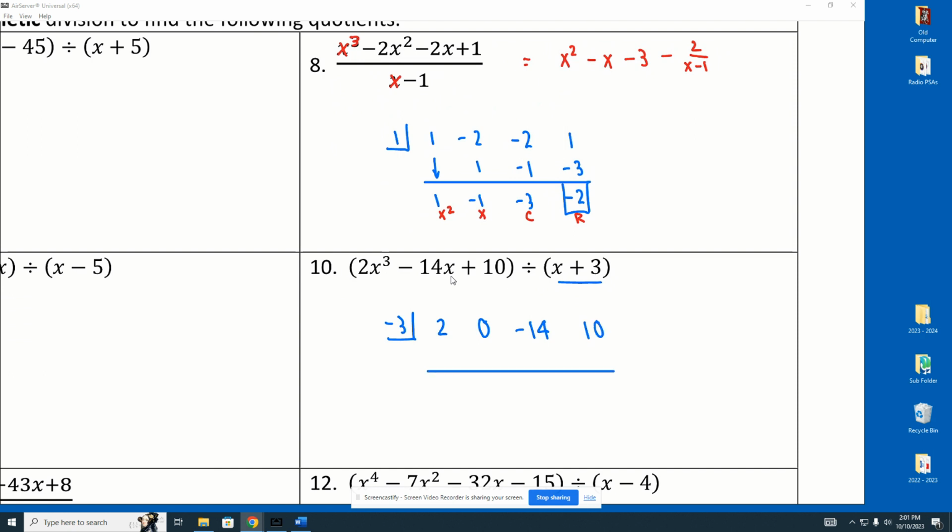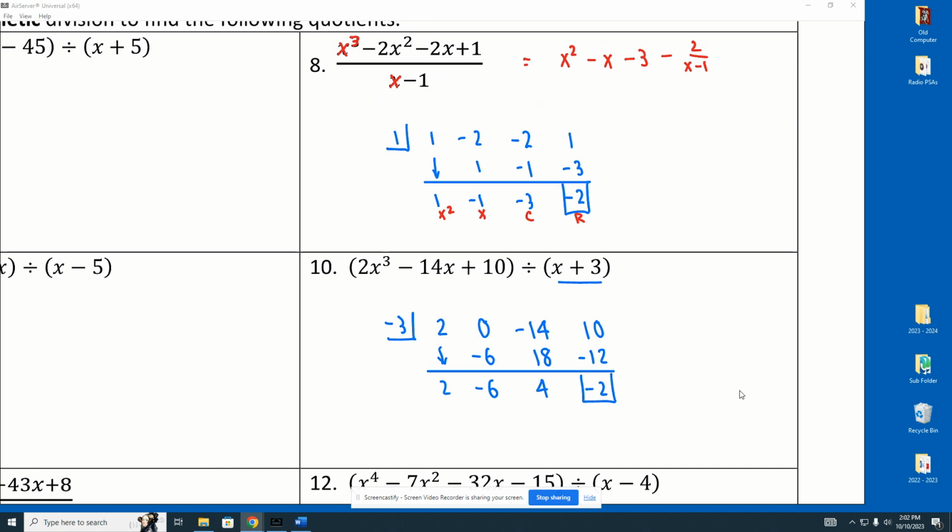So we're going to bring down that first term too. And then like I said yesterday, it's annoying, you're going to multiply and combine until you're done. So negative 3 times 2 is negative 6. 0 minus 6, negative 6. Negative 3 times negative 6, positive 18. 18 minus 14 is 4. Negative 3 times 4 is negative 12, and 10 minus 12 is negative 2.